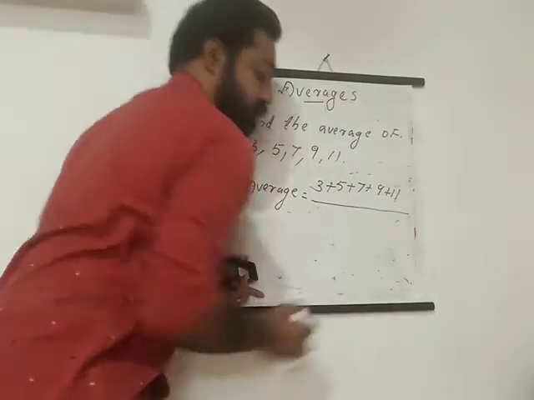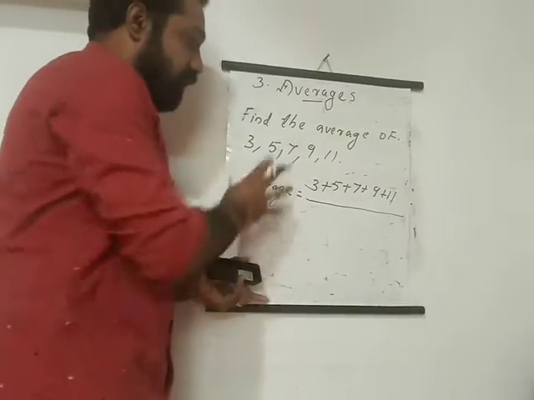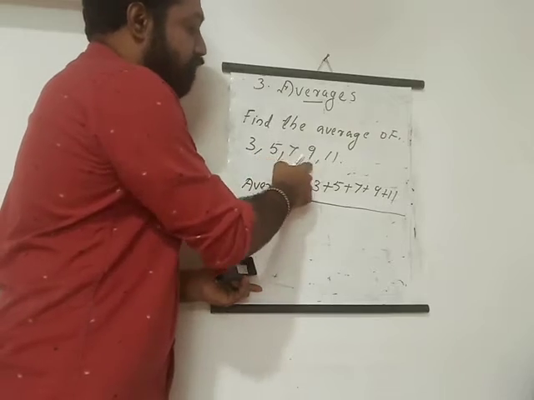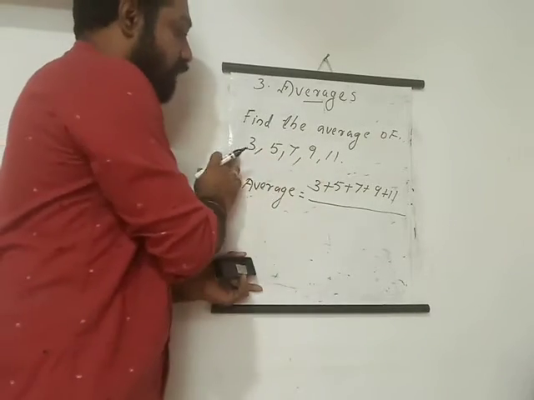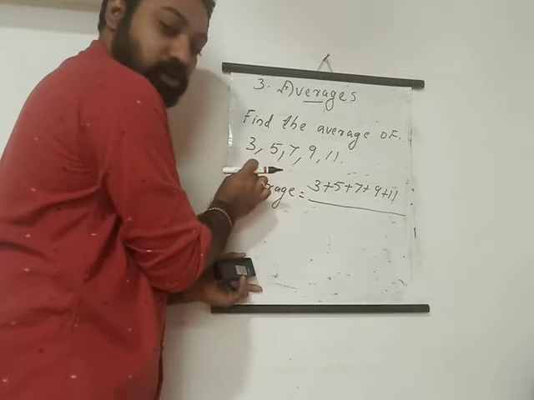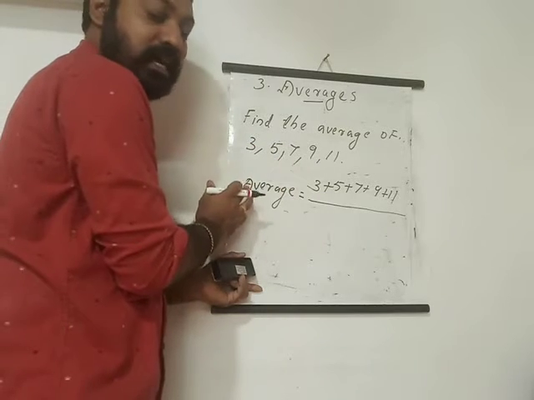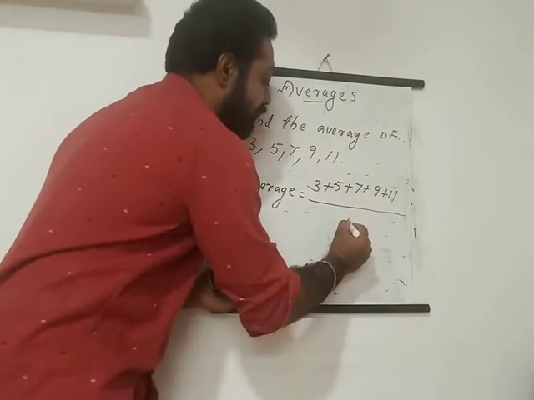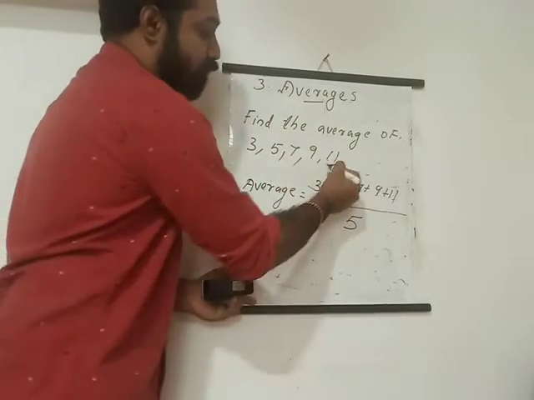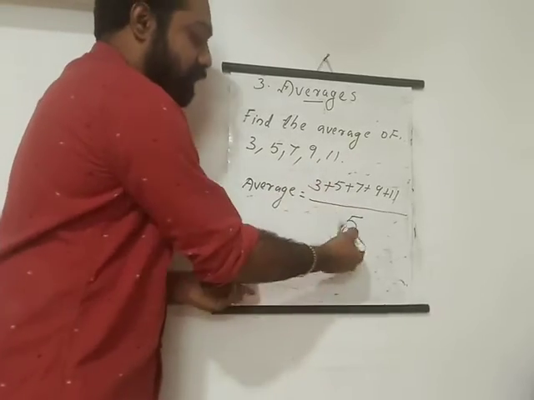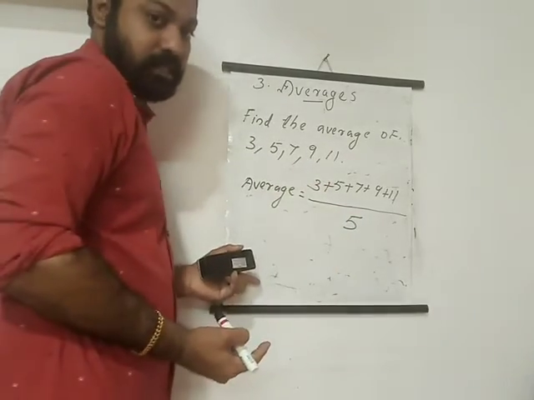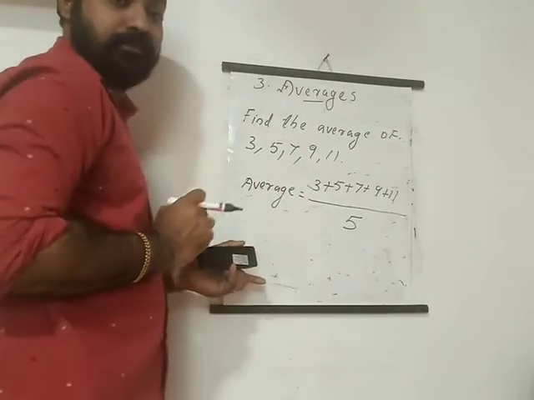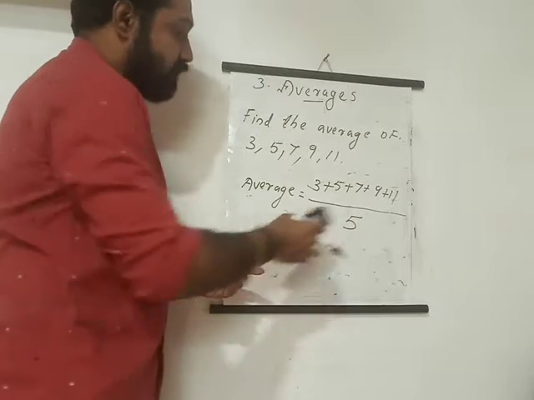Divide by the number of quantities, or number of observations. How many numbers are here? 1, 2, 3, 4, 5. Divided by that number, 5. If one more number is there, like 13 after 11, then this 5 becomes 6. So the sum of all these numbers divided by the number of numbers is called the average.